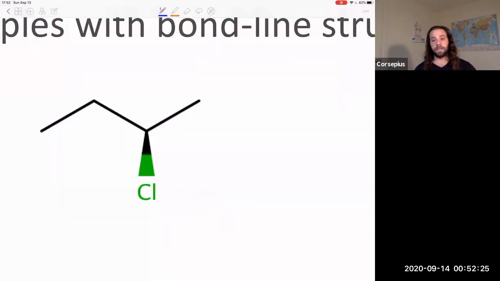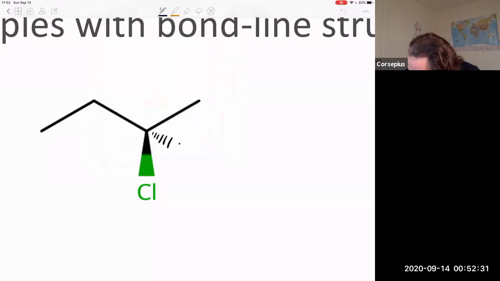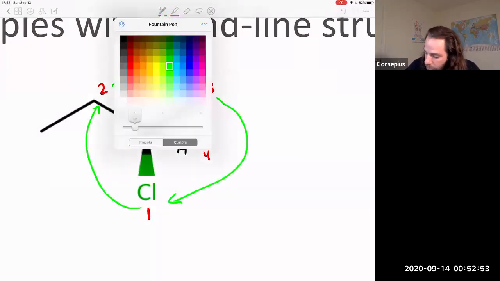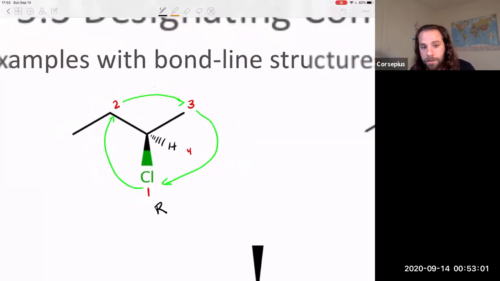Okay, so this is kind of best case scenario. And why is it best case scenario? Because the implied hydrogen is already pointing into the board, right? So all I have to do is go in there and assign designations. So this is priority 1, this is priority 2, this is priority 3, hydrogen's obviously 4. And that means that these link up 1 to 2, 2 to 3, 3 to 4 in a clockwise fashion. So this is the R stereoisomer. All right, so that's best case scenario when the hydrogen on your chiral carbon is already pointed into the board.